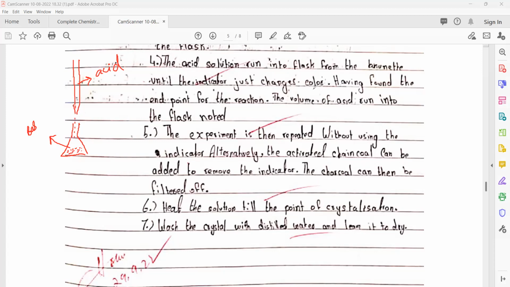point. How do you find the end point? Where the color of the solution changes. As the color of the solution changes, that is the end point. And from here, how much solution, meaning acid, you used, you can note from here.